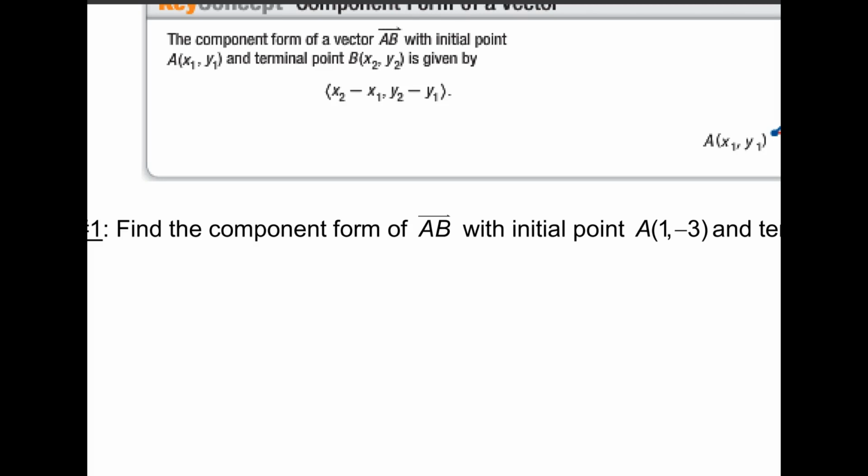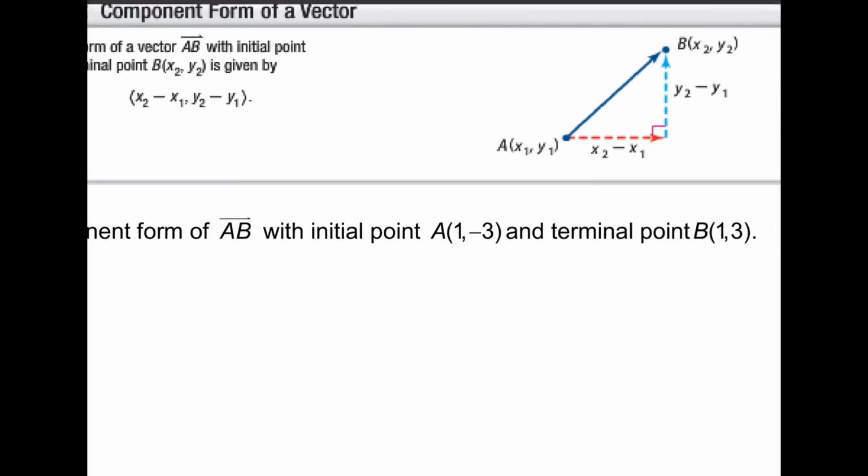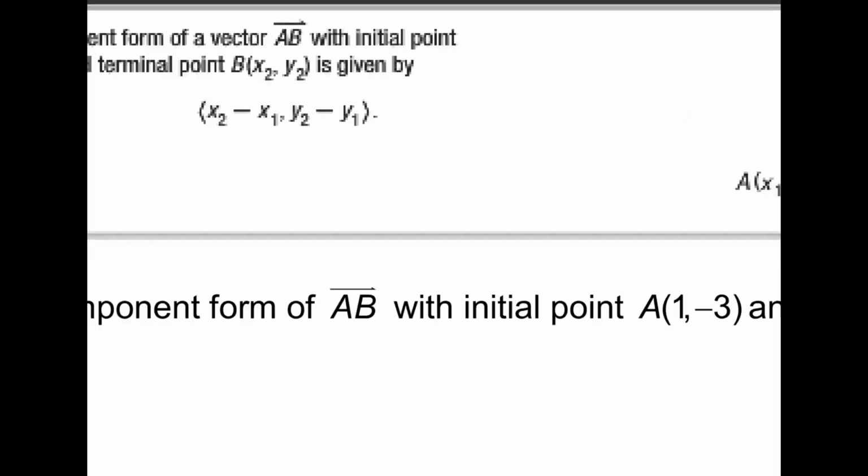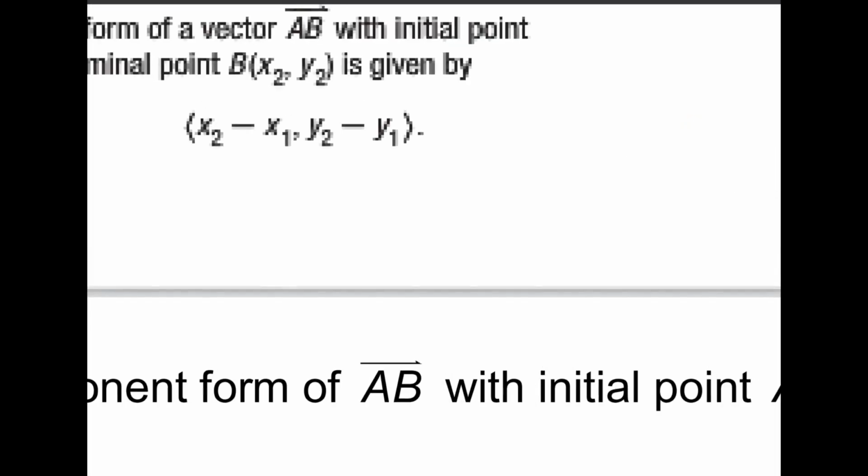Any questions? Okay, cool. So, component form of a vector. The component form of a vector with initial point A and final point B is given by this. Notice it's literally your change in x, comma, change in y, and then it has these special brackets. It looks like less than or greater than symbols. They're triangle brackets because it's vectors.